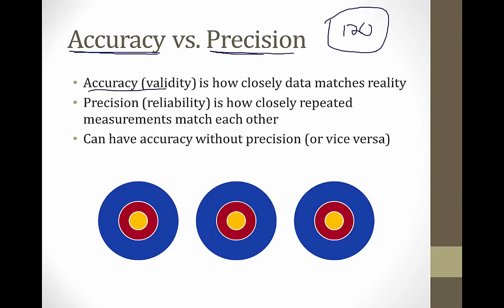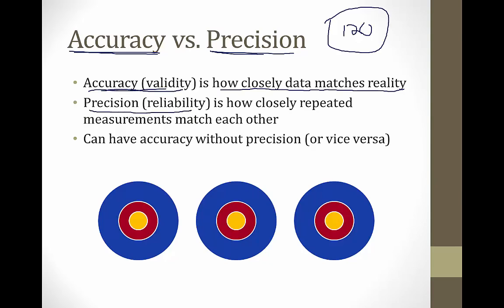So accuracy, which is also called validity, is how closely our test matches reality. So if reality was 120 and our new test showed that the blood sugar level was 120, we would say that our new test is accurate or valid.